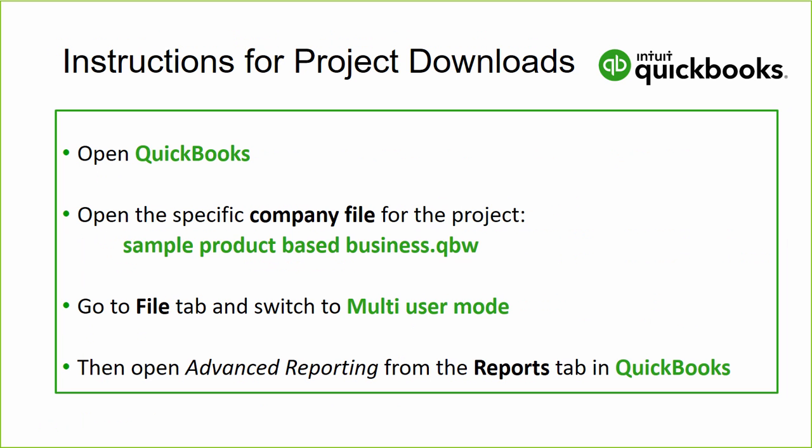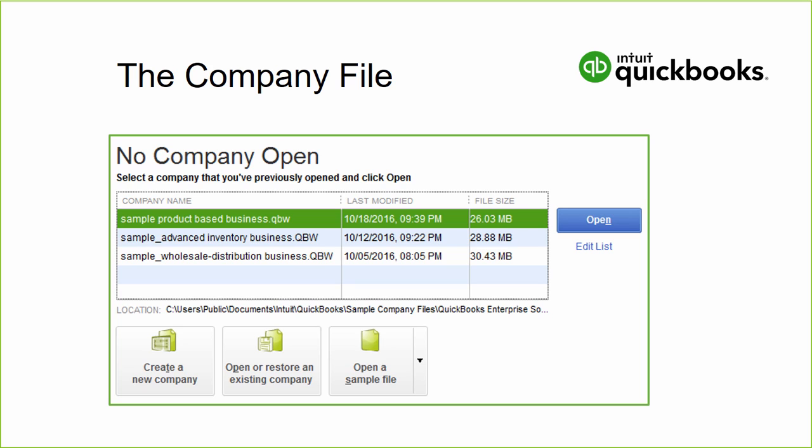Once you've done that, you would open QuickBooks. You'd open the specific company file for this project, which is called Sample Product Based Business.qbw. It's a QuickBooks working file. You would then proceed to the File tab and switch to Multi-User mode. This is very important for you to be able to access the Advanced Reporting tool. Then you'd open Advanced Reporting from the Reports tab in QuickBooks. You are on your way now to creating a wonderful report.